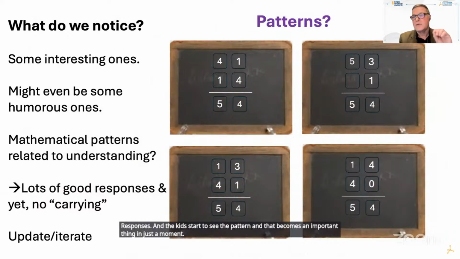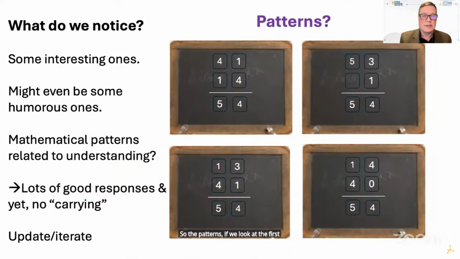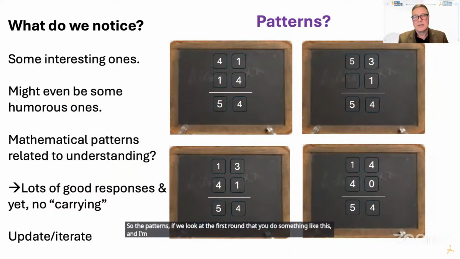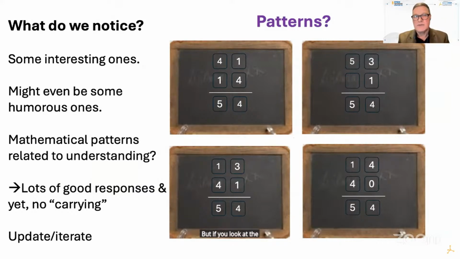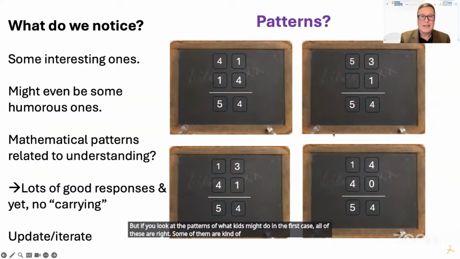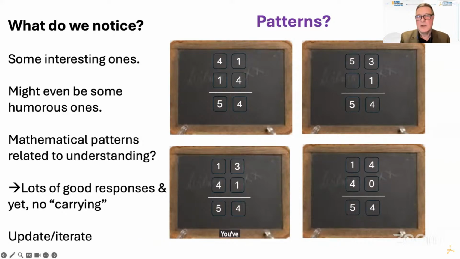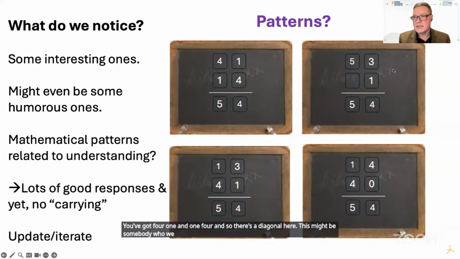So the patterns, if we look at the first round that you do something like this, and I'm aware of the time, so I'm going to try and cut this down a bit. But if you look at the patterns of what kids might do in the first case, all of these are right. Some of them are kind of humorous. You've got 4, 1, and 1, 4, and so there's a diagonal here. This might be somebody who has a kind of puckish streak that says 53 plus 1 is 54, and you go, yeah, that's right, and that's kind of funny. But so humor starts to appear because it's playful in the way that I think Brent was talking about.